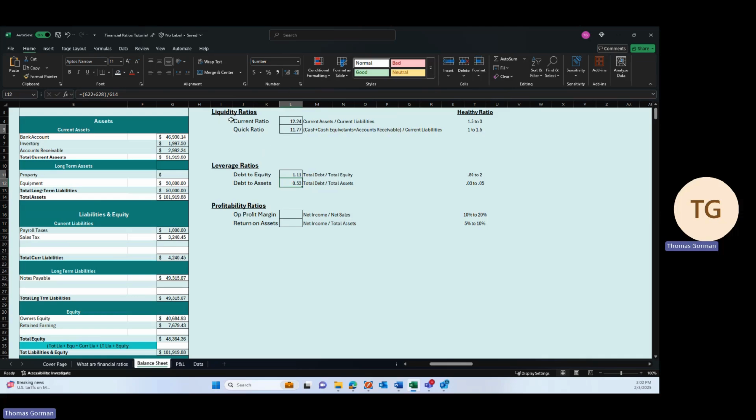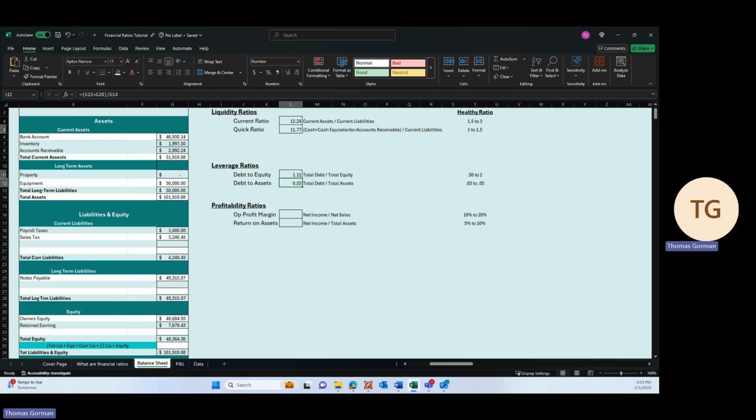So far, through current ratio, through quick ratio, through debt to equity, through debt to assets, each one of these ratios has shown that the company is in a strong financial position. So now, lastly, let's move on down and take a look at profitability ratios. So what is a profitability ratio? Well, a profitability ratio assesses a company's ability to generate profits relative to its revenue, assets, or equity. For profitability ratios, we are going to examine two different ratios: operational profit margin, and return on assets.